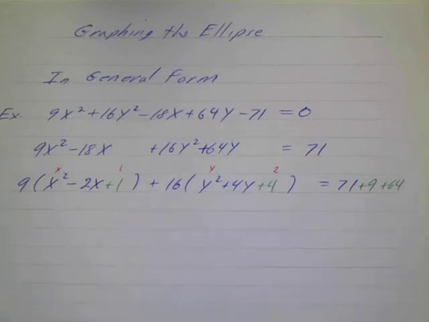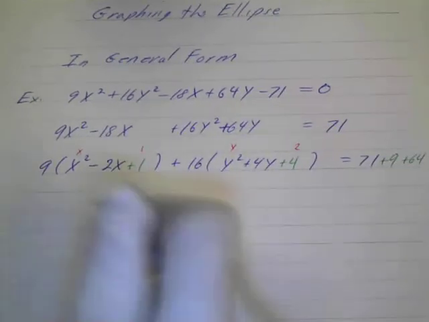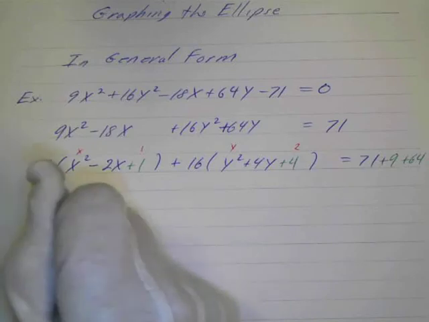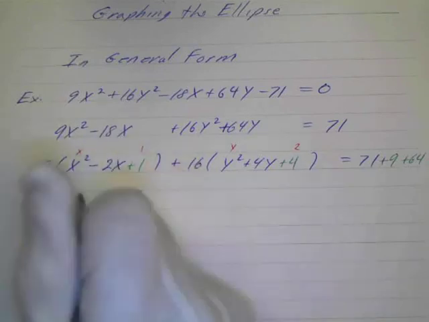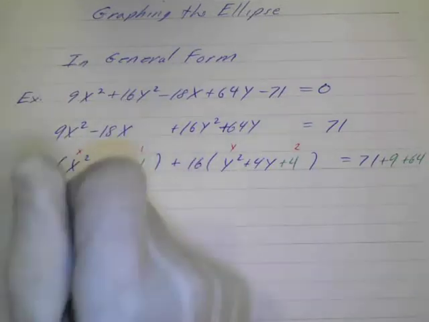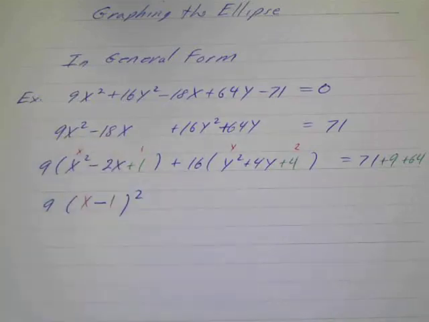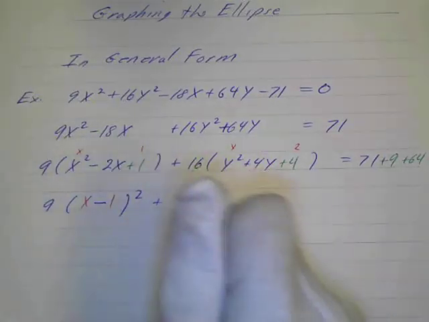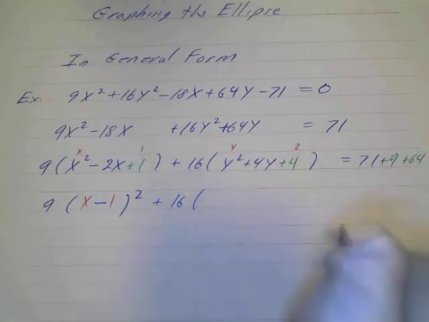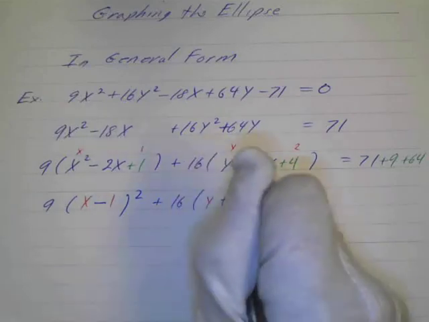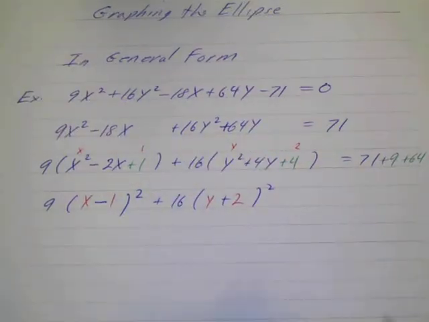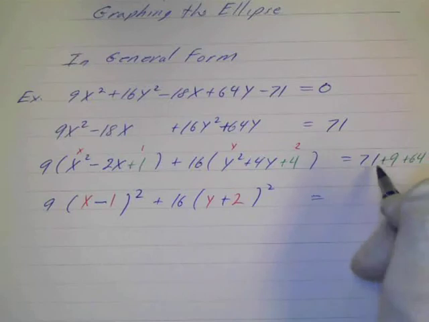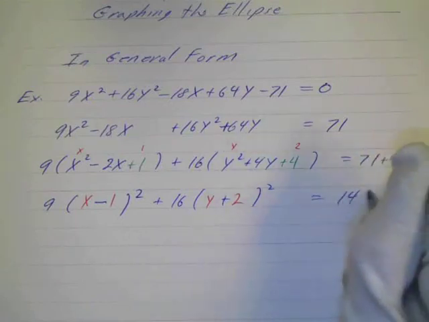Now I can factor this, so I've got 9 times x minus 1, and this is going to be plus 16 times, and this is going to be a binomial squared. The sign will be positive, and then y and 2, y plus 2, and that's going to equal, 71 plus 9 is 80, 80 plus 64 is 144.